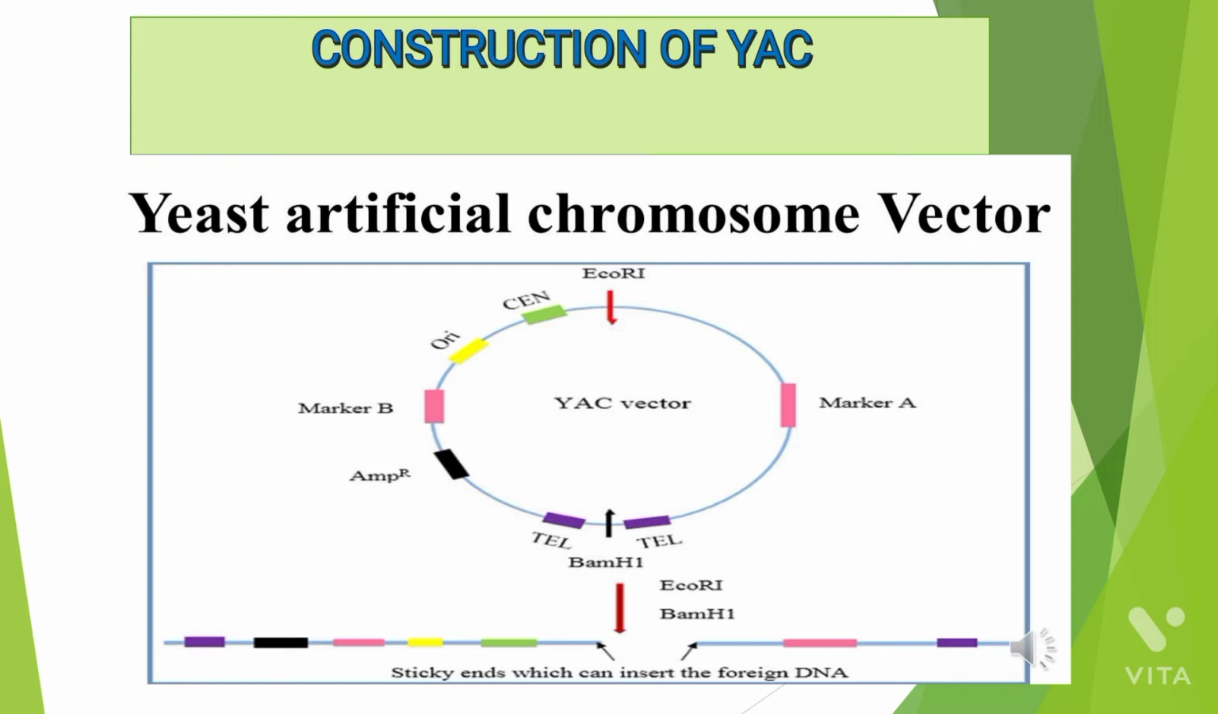Now when both restriction enzymes work, the circular YAC vector is going to be converted into two linear fragments. The two telomere sites that are present on both sides of the BamHI restriction site are going to be at both ends. One is here and another is here, and in between, sticky ends are produced. These sticky ends help the large foreign insert to be inserted here easily.